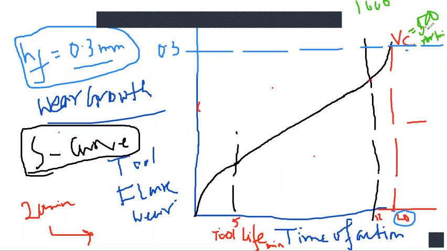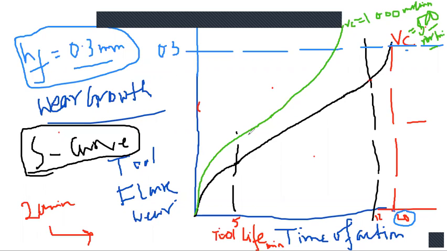valid for a particular velocity or particular tool. Suppose we choose 500 millimeter per minute. Now for 1000 this is another curve, and this curve is more steeper. This S curve is more steeper. This is the 1000 cutting velocity point, Vc equals 1000 millimeter per minute.